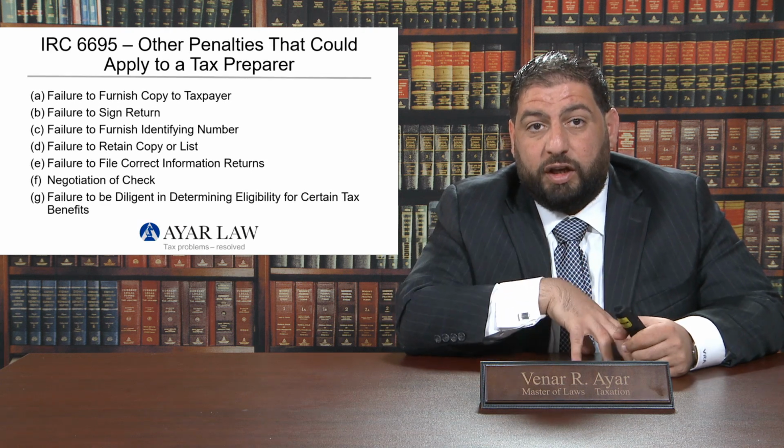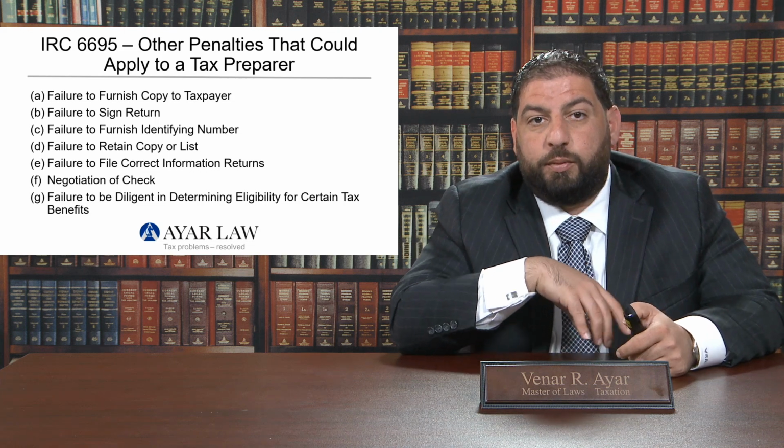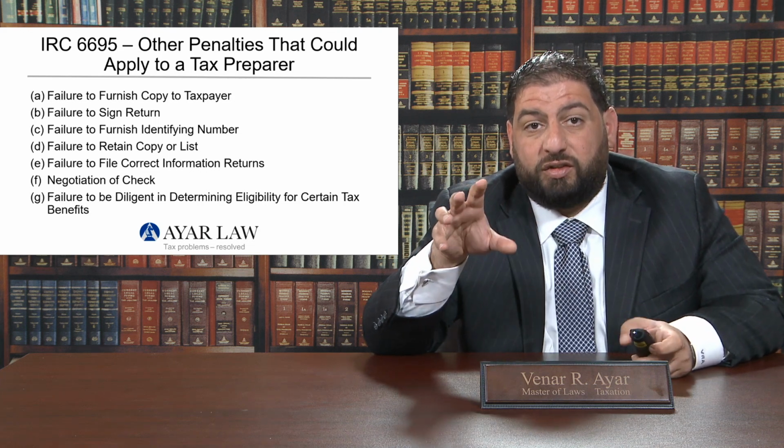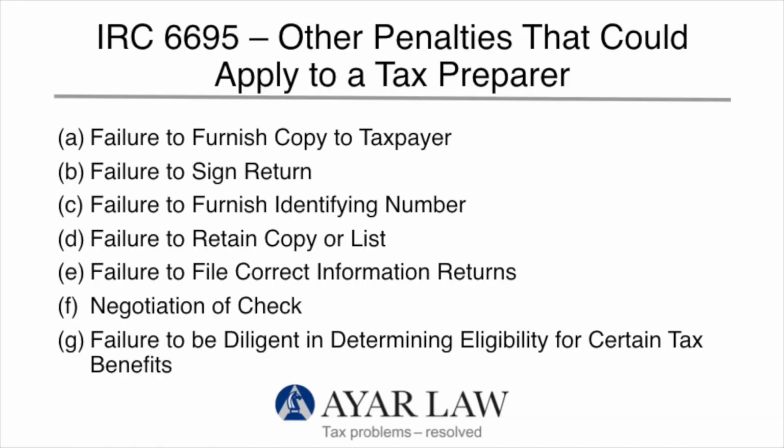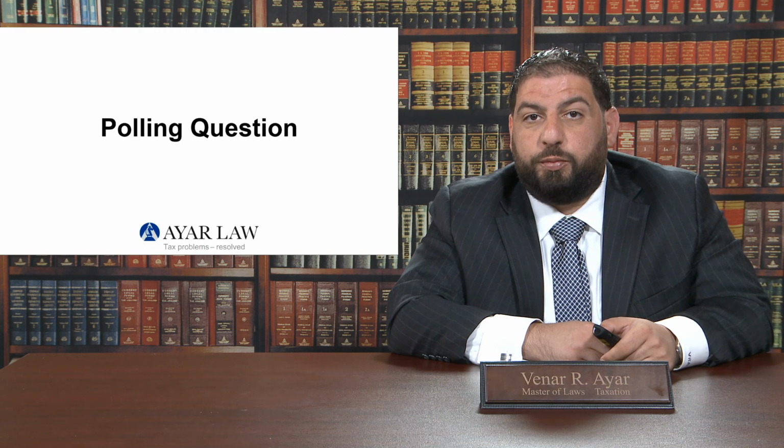Besides the 6694, which is the willful understatement penalty, the 6695 has a whole slew of penalties, including all the ones on your screen. Most of these are anywhere from $100 to $2,000 per return as a maximum penalty. And that brings us to our next polling question.